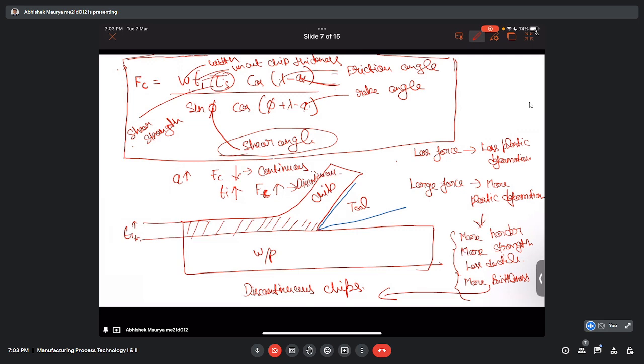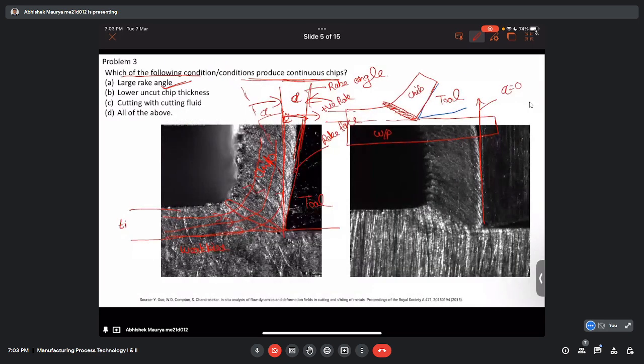So if we see the problem, we have seen larger positive rake angle means less cutting force, continuous chips. Again, lower uncut chip thickness, less cutting force, continuous chips. And the last one is the cutting with the cutting fluid.